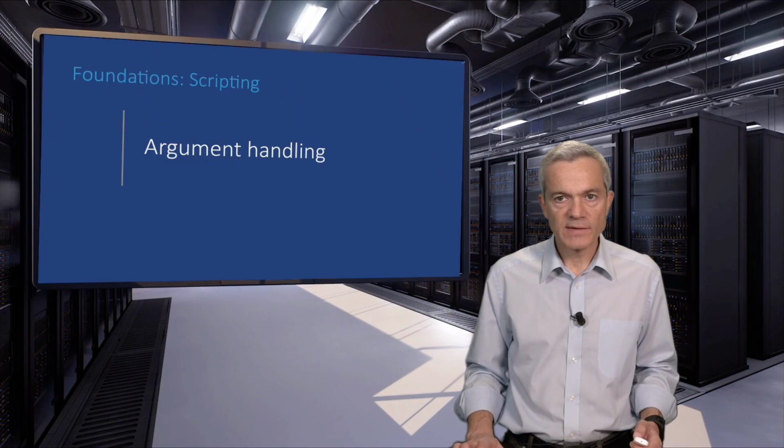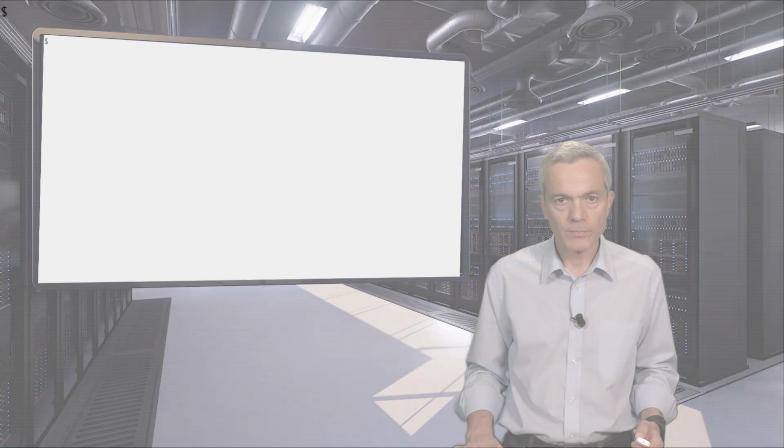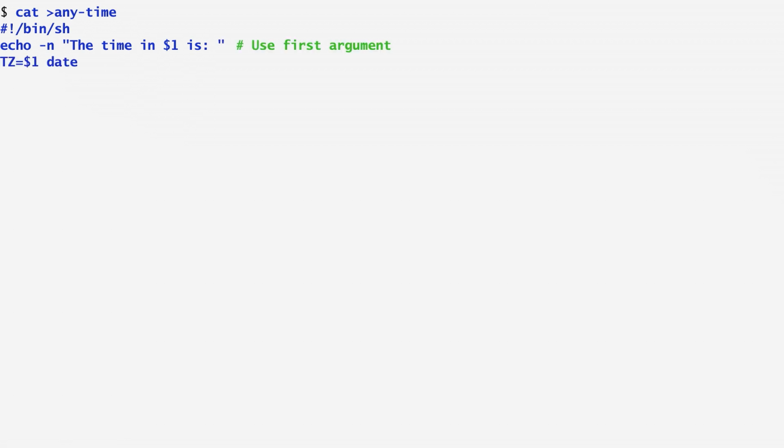Command line arguments are passed to scripts through numbered variables. I create a new script called anyTime that displays the current time of any part of the world. The variable $1 is the first argument passed to the script. Using the echo command, I first output the location stored in the $1 variable. Next, I set the time zone to $1 and run the date command.